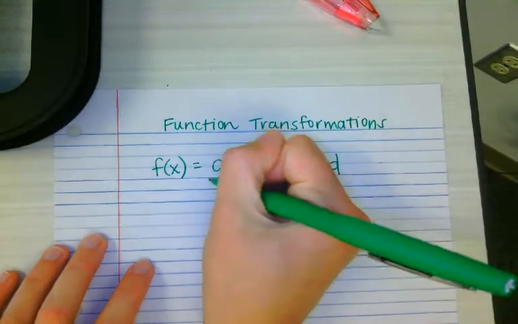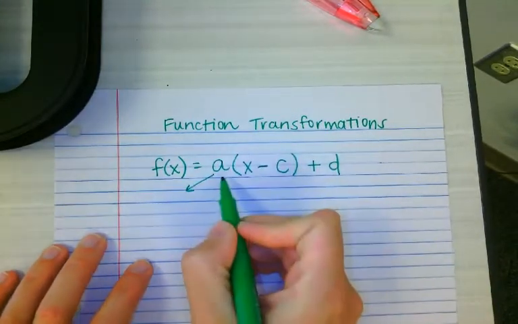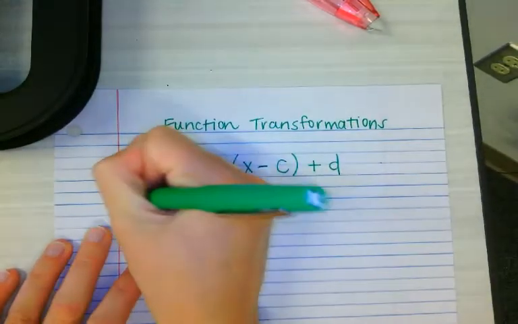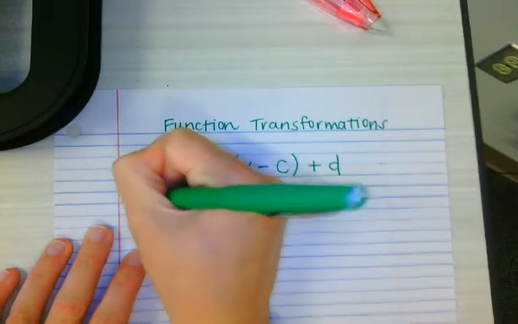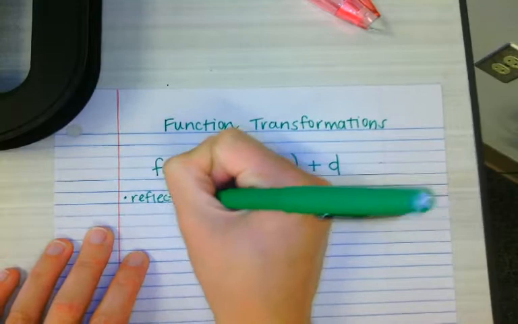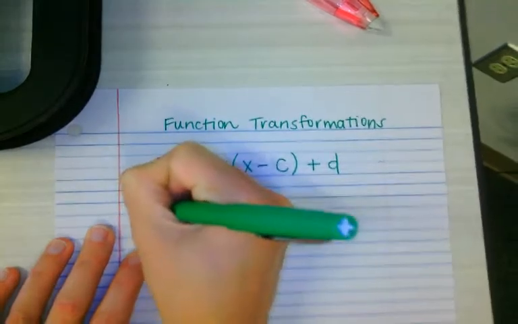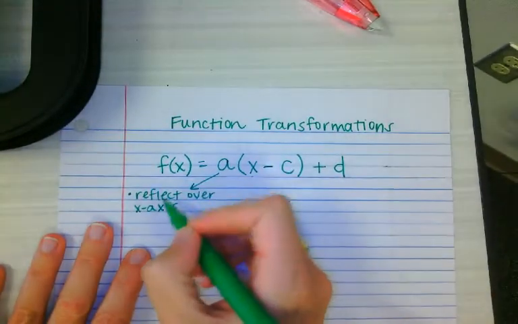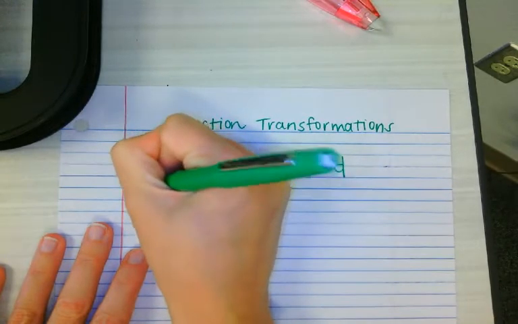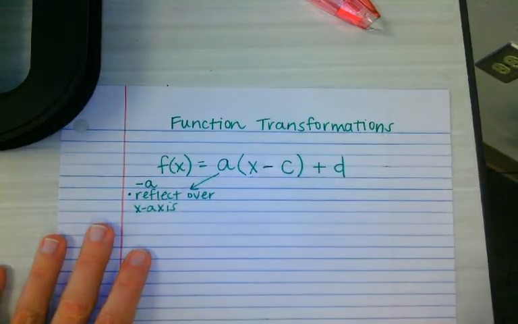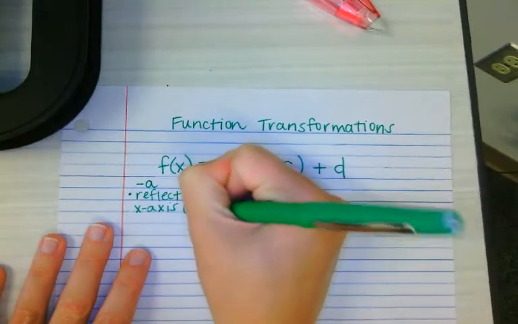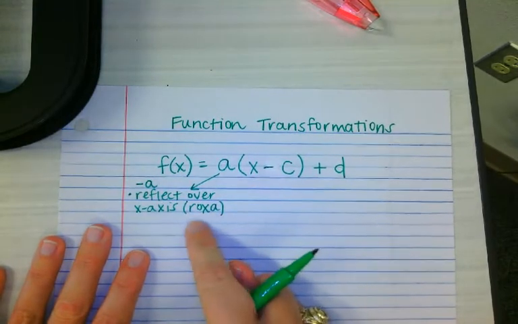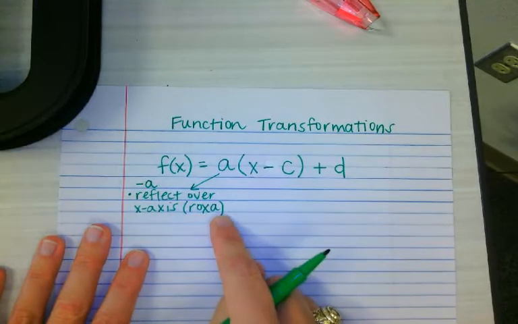So you might have noticed that for a, if I put a negative in front of the equation, that graph flipped over the x-axis. So in Algebra 2, you can either call that a reflection over the x-axis or a flip over the x-axis, and this happens when I have a negative a. We also get kind of lazy and abbreviate it ROXA, reflect over x-axis. We're all about saving time, paper, and lead.